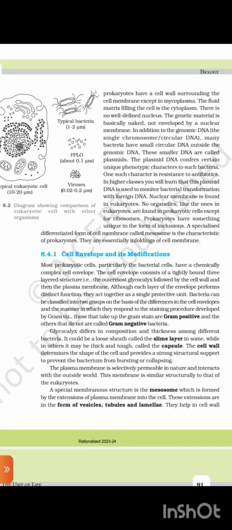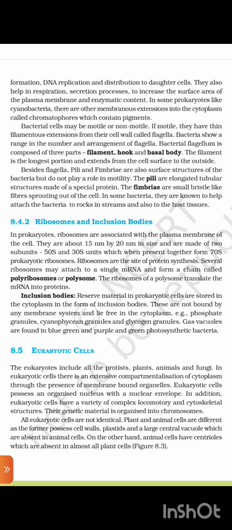The plasma membrane is selectively permeable in nature and interacts with the outside world. The membrane is similar structurally to that of eukaryotes. A special membranous structure is the mesosome, which is formed by the extension of plasma membrane into the cell. These extensions are in the form of vesicles, tubules, and lamellae. They help in cell wall formation, DNA replication, and distribution to daughter cells. They also help in respiration and secretion processes, to increase the surface area of the plasma membrane and enzymatic content. In some prokaryotes like cyanobacteria, there are other membranous extensions into the cytoplasm called chromatophores, which contain pigment.